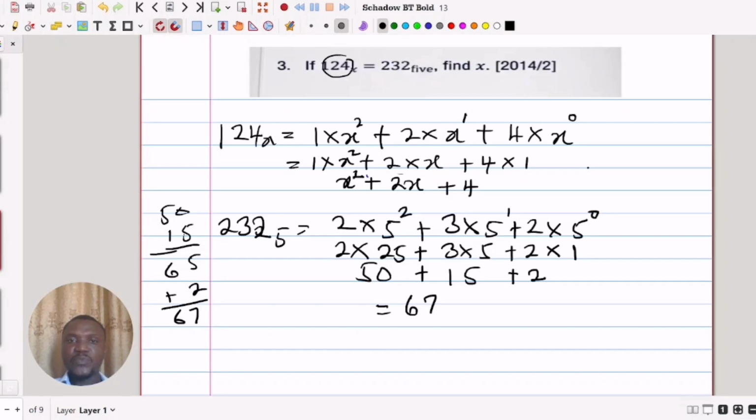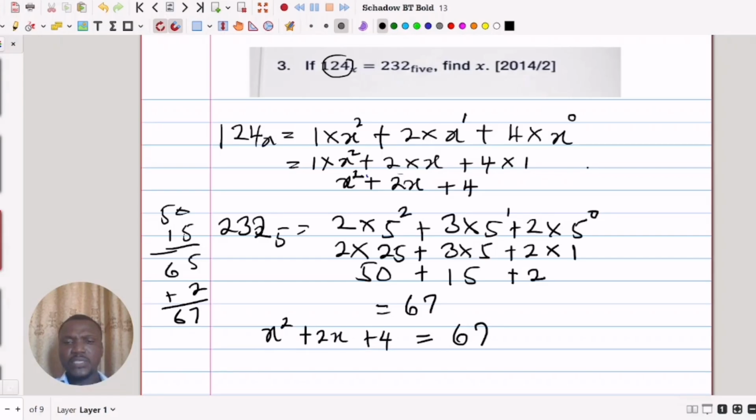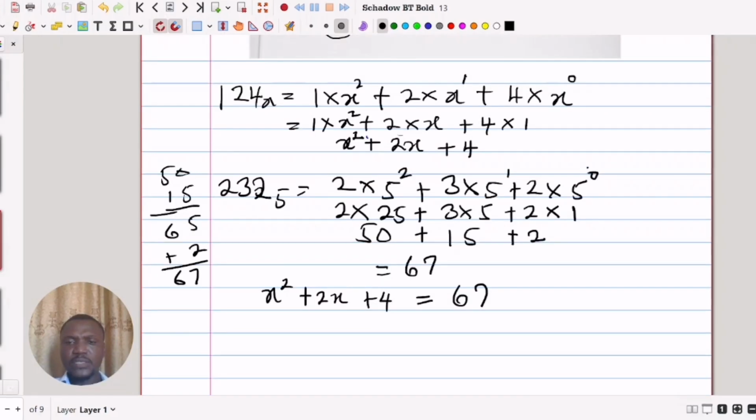You're writing 124 base x, you converted it. You can write x squared plus 2x plus 4. This has turned to a quadratic equation. 232 base 5 gives us 67. So what's the next thing? The next thing is that we're going to move this 67. I'm going to move it here. So it turns to x squared plus 2x plus 4 minus 67 equals to 0.